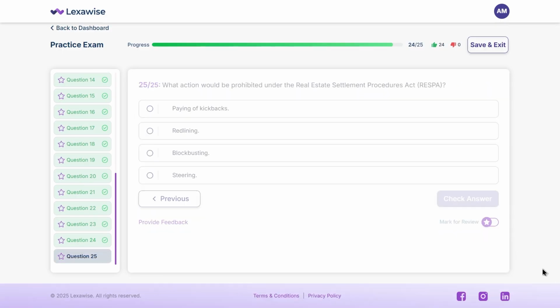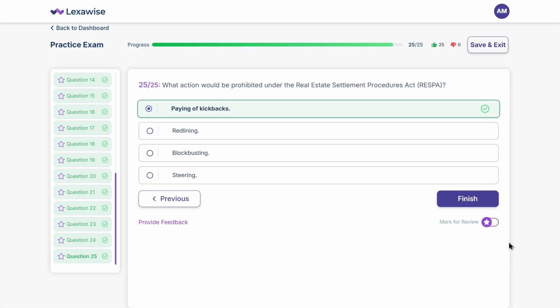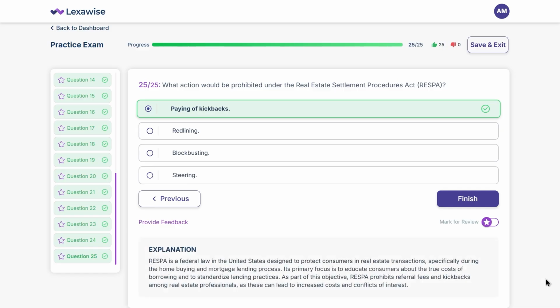Final question, number 25. What action would be prohibited under the Real Estate Settlement Procedures Act, RESPA? A. Paying of kickbacks. B. Redlining. C. Blockbusting. D. Steering. This one is tricky. Got your answer? Well, A. Paying of kickbacks. That's the correct answer. RESPA bans referral fees and kickbacks among real estate professionals to ensure fair and transparent transactions.